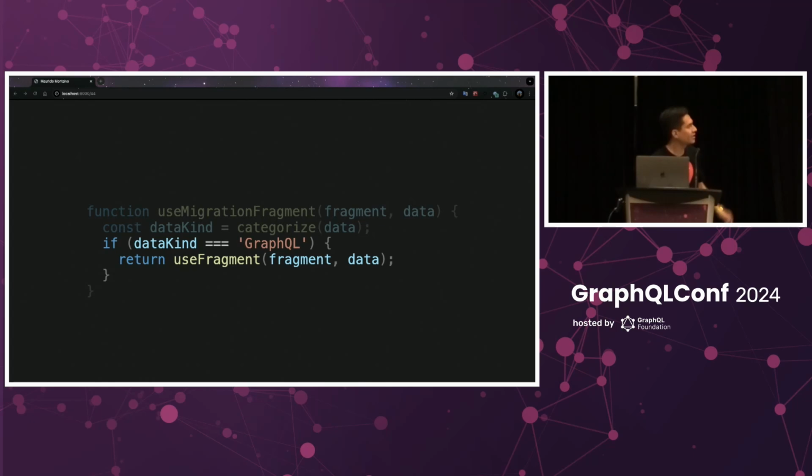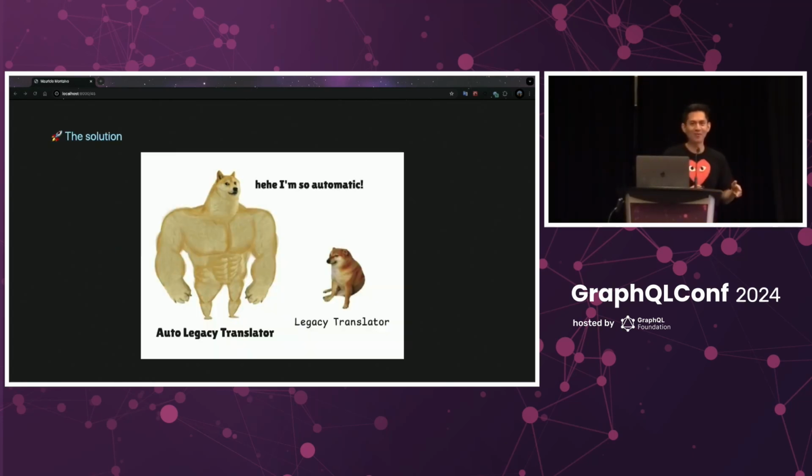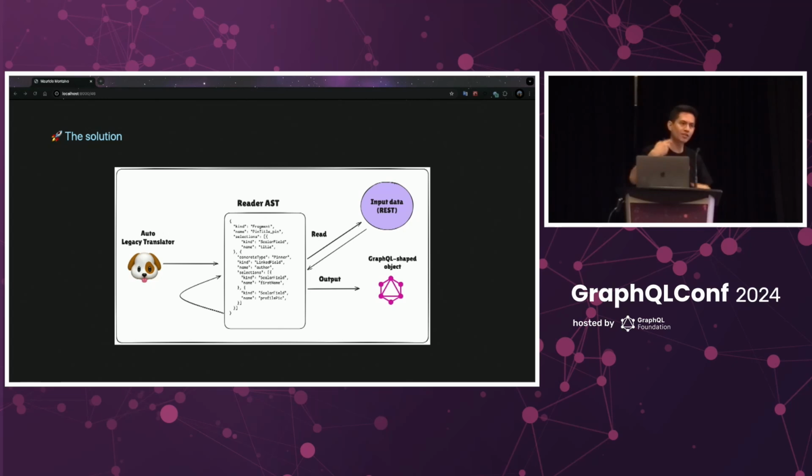So if we look at the code for this useMigrationFragment hook, if the data input is going to be GraphQL, we just call Relay, and we support the same flow. The interesting part comes whenever we are sending REST information, or as we call it, legacy data. So for this, we need to call the translation function, so we make sure that we return the GraphQL shaped object. But now we have a stronger, improved, and automatic way to do that. Instead of having to define the legacy translator over and over, now we have something that we call auto legacy translator. And how this works is very similar to Relay. It's going to take the reader AST, traverse over it, and understand the structure that you want to have in the output, but instead of reading data from Relay, it's going to read the information from an arbitrary data source, the input that you are passing.